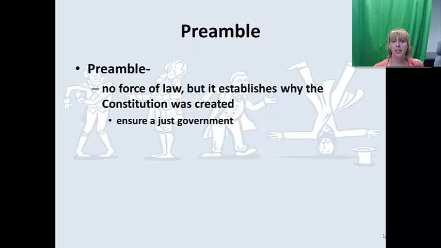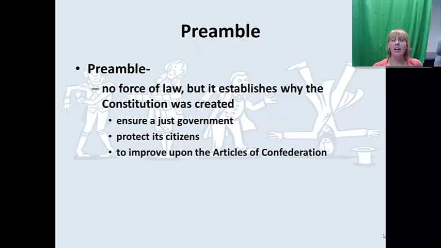Our goals being to ensure a just government, so an emphasis on justice, fairness right from the beginning, that citizens should be protected by their government, and that we're clearly trying to improve upon the Articles of Confederation. It was very important that in our preamble we specify this isn't adding to the Articles, but is replacing them.